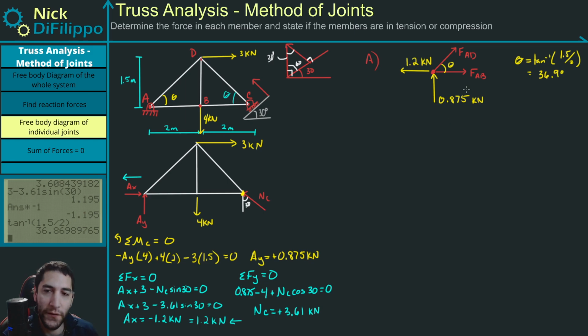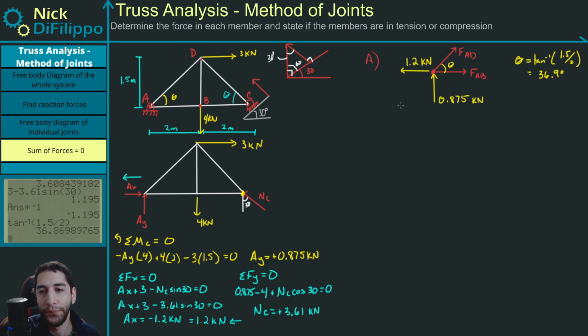Okay, so I drew the free body diagram of this joint. Now I need to use the sum of the forces in the X and the sum of the forces in the Y to figure out what my unknown forces are. So those are the only two equations I have in method of joints. A joint, we can think of it as sort of a particle. So we have no moment equation. So let's look at this. And I'm actually going to start with the sum of the forces in the Y.